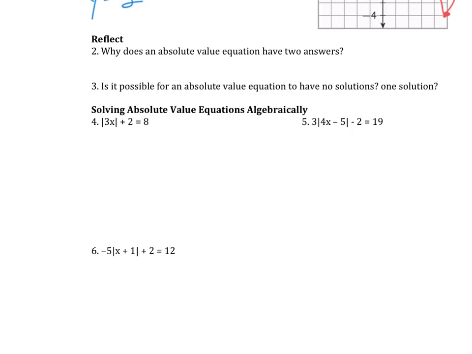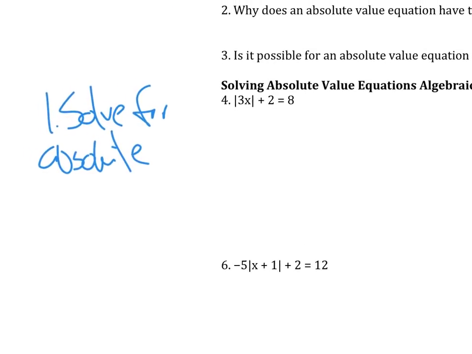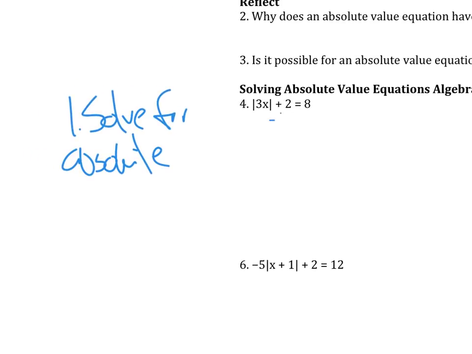All right, so let's look at solving here. So our steps, as we think about steps to solving, is 1, we want to solve for the absolute value. This means we want to get it by itself. So on this first one here, I have a plus 2 that is there. So I want to subtract that 2 over, and we get the absolute value of 3x equals 6. And so now our absolute value equation is by itself.